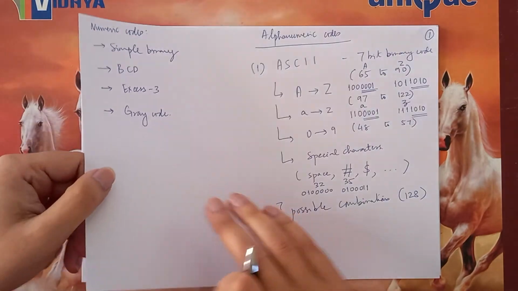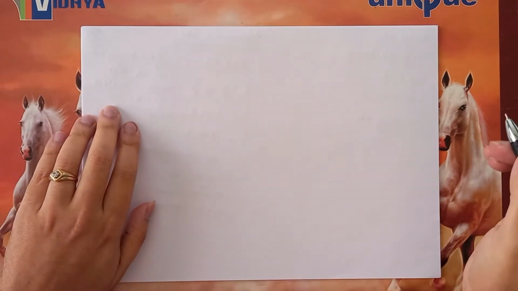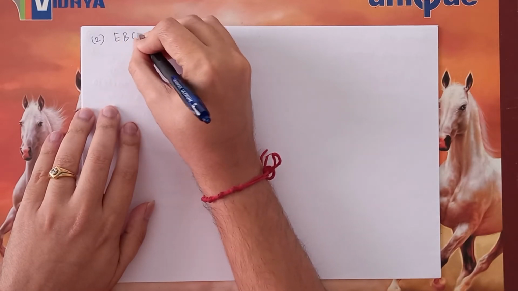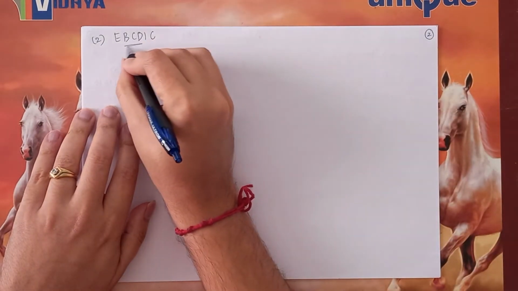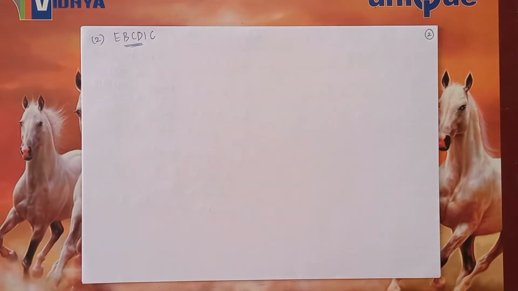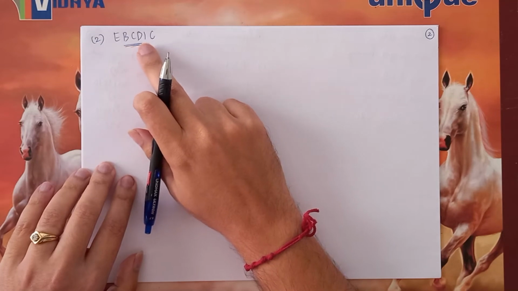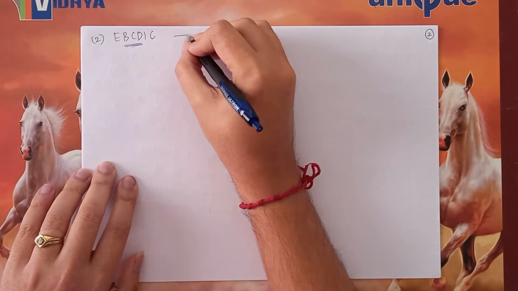Let us look at the second kind of alphanumeric code. The second kind of alphanumeric code is what is called the EBCDIC code. See over here, the word BCD is there, and BCD, as we know, is binary coded decimal. So this code is based as an extension of the BCD code. The full form of this is Extended Binary Coded Decimal Interchange Code, EBCDIC. This is an 8-bit code.